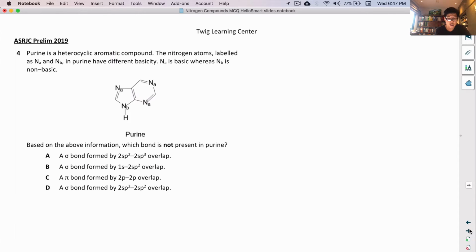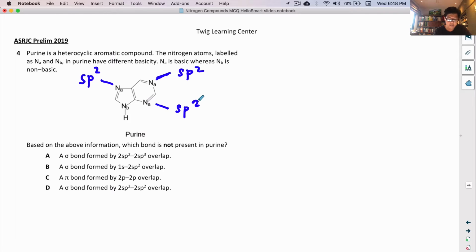Purine is a heterocyclic aromatic compound. The nitrogen atoms labeled Na and Nb have different basicity. Na is basic, whereas Nb is non-basic. To take note, I went through this a bit in a video that I created in the past. This N has a double bond. All the nitrogens, this nitrogen, this nitrogen, and this nitrogen, have a double bond. They are all sp2 hybridized.